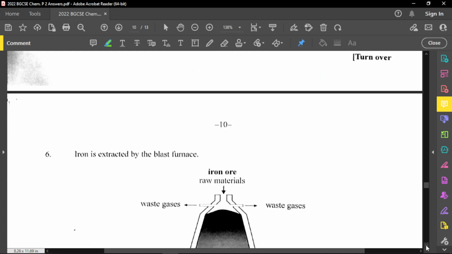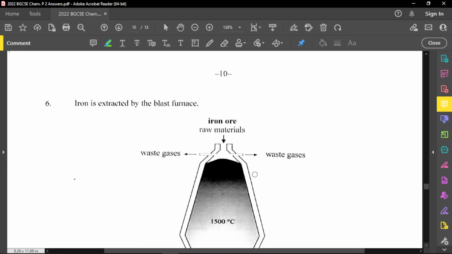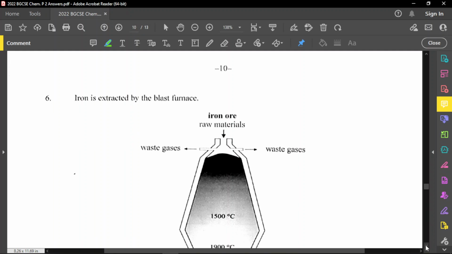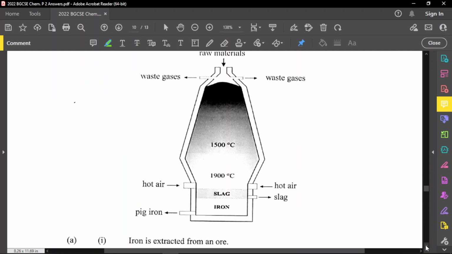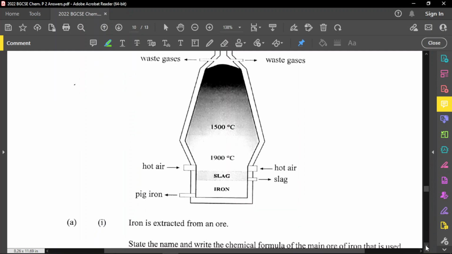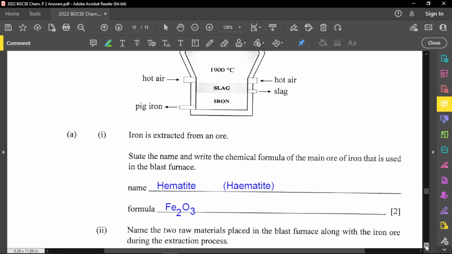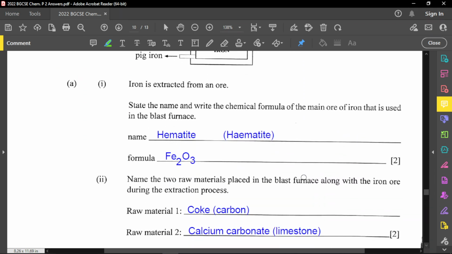All right, that's question number 6. And this question now says iron is extracted from the blast furnace, and please spend some time to go through it to make sure you understand the processes and the chemical reactions that are taking place in the blast furnace to produce iron. And so for option A, part 1, iron is extracted from an ore.